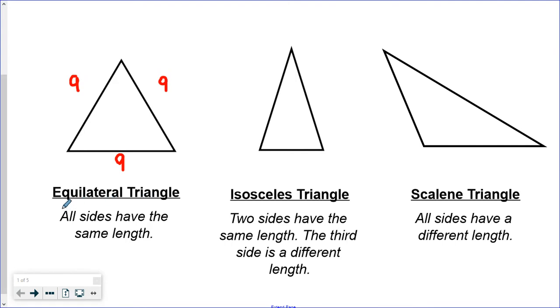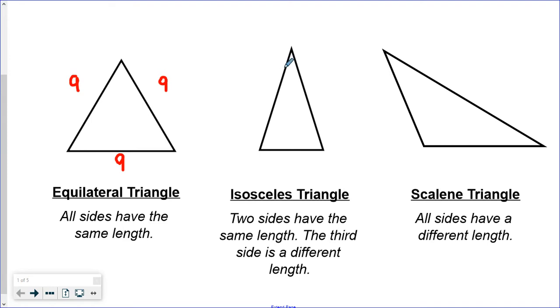So again, the definition of an equilateral triangle is a triangle where all the sides have the exact same length. And you'll notice here, they do. Each one of them is 9 inches or 9 centimeters, 9 feet, whatever label you want to give it. So an equilateral triangle is when all sides are the same length.